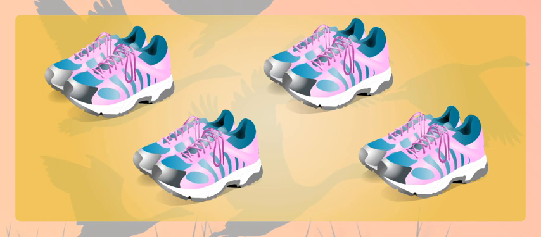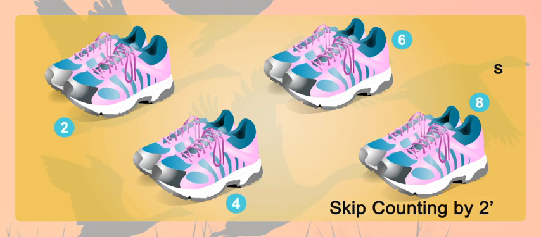Shoes come in pairs, or in groups of two. Here are 4 pairs of tennis shoes. Now, we could count the shoes by ones, but let's skip count by twos. Here's how to do it. Let's count. 2, 4, 6, 8. There are 8 shoes total.